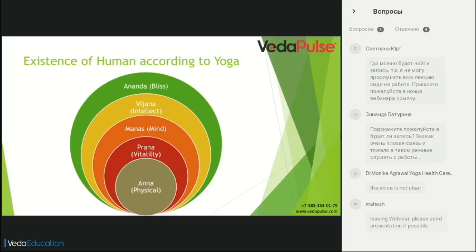We also have the mind, which is the seat of emotions and thought process.